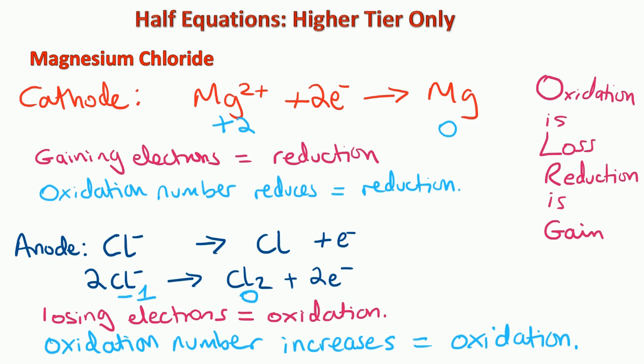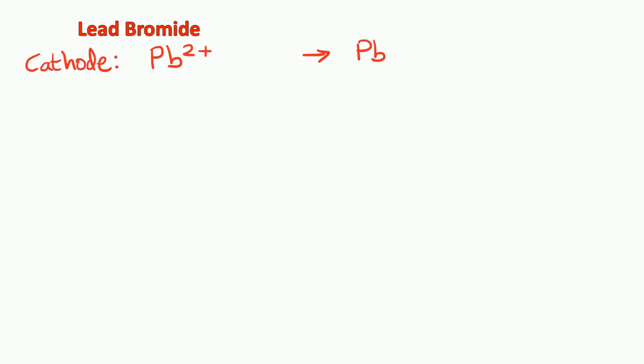Let's look at the second example, lead bromide. I'll put a link up at the top here to my previous video about oxidation and reduction in terms of electrons, in case you're struggling with that aspect. But look at, first of all, the half equation. So at the cathode, we've got lead ions changing into lead atoms. Remember, it's always ions changing into atoms.